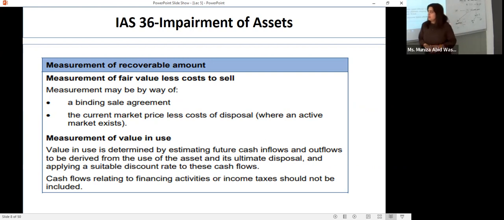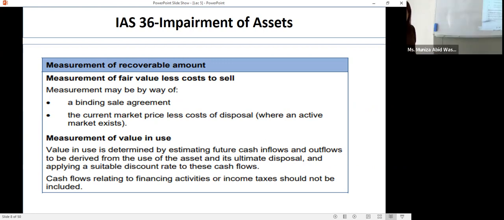Okay. Then what is value in use? Measurement of value in use. Value in use is determined by estimating future cash inflows and outflows to be derived from the use of the asset and its ultimate disposal. At the ultimate disposal of an asset, the value at which we are going to scrap the asset can also be considered as its cash inflow. And applying a suitable discount rate to these cash flows.